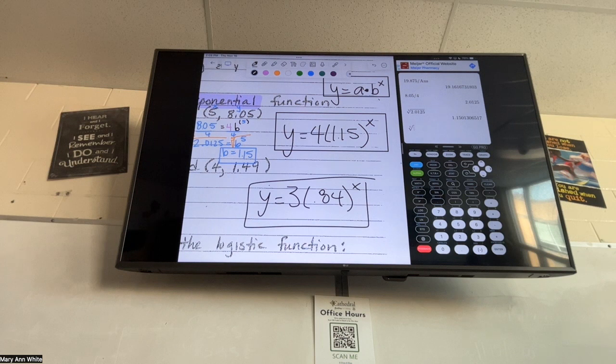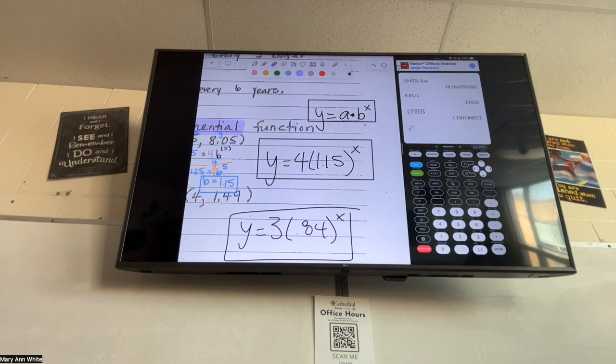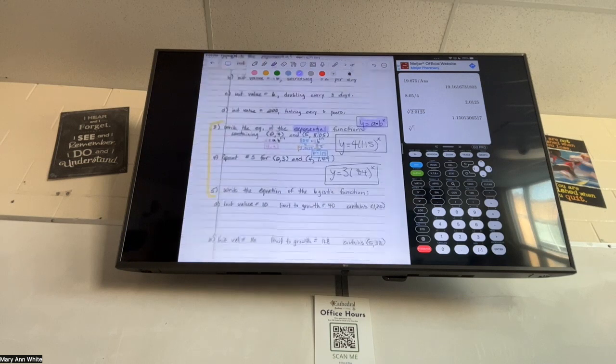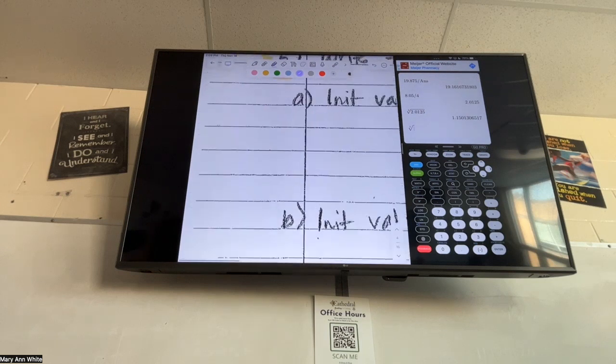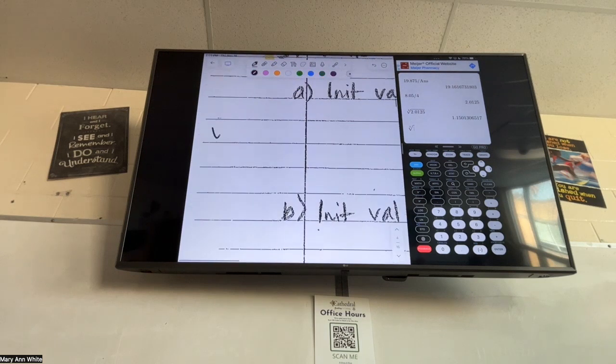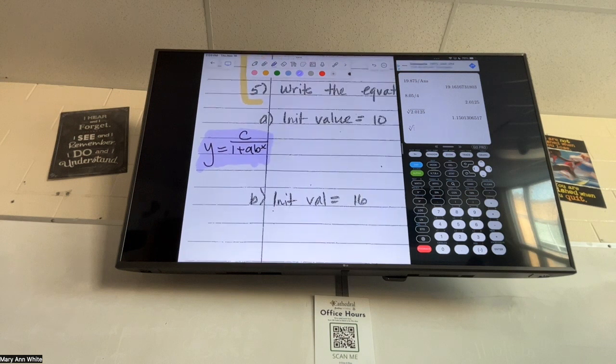Okay, now our general form for our exponential looked like this: y equals a times b to the x. Our logistic one is going to be y equals c over 1 plus a times b to the x. So it's a little bit longer than that one. A and b are basically the same things as they were in our exponential. C is something new.